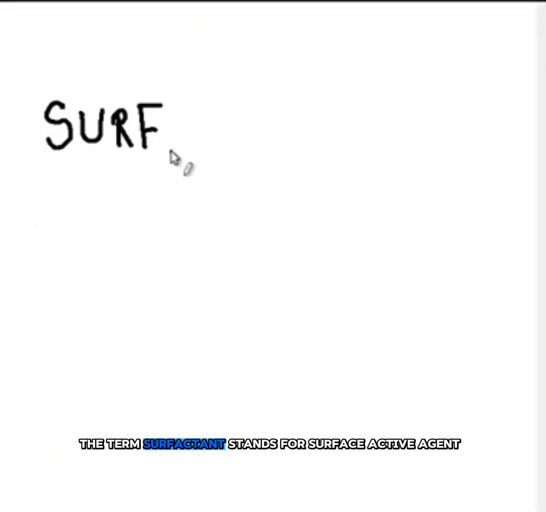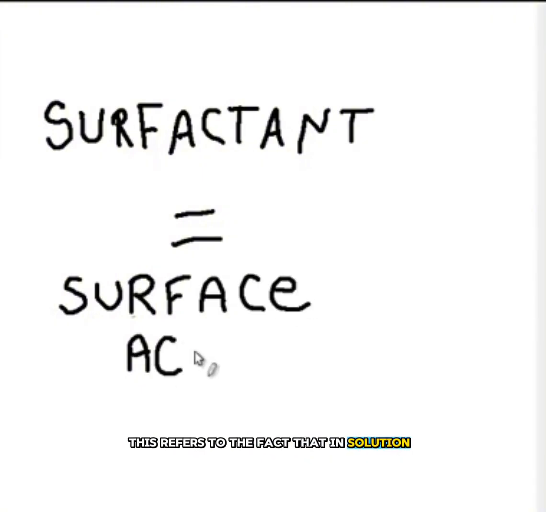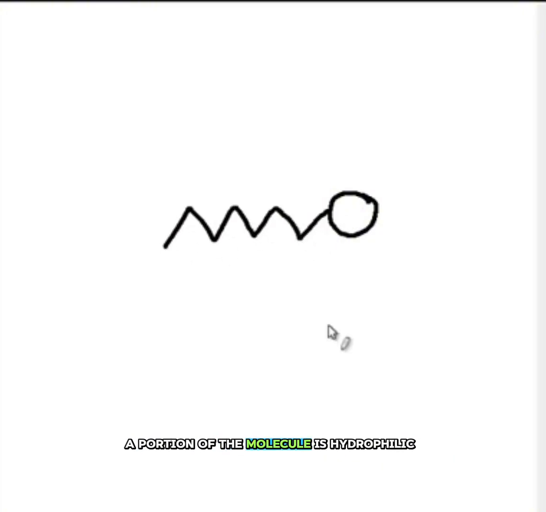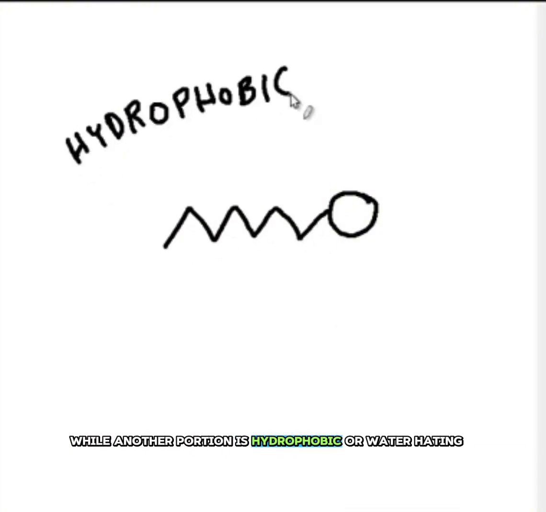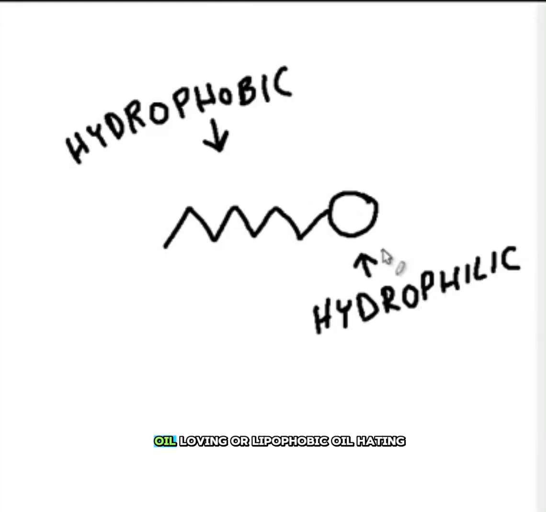The term surfactant stands for surface active agent. This refers to the fact that in solution, surfactant molecules migrate to the surface and align themselves in a manner which reduces surface tension. The reason surfactants behave in this manner is because of the way their molecule is structured. A portion of the molecule is hydrophilic, or water-loving, while another portion is hydrophobic, or water-hating. You might also hear them referred to as lipophilic, oil-loving, or lipophobic, oil-hating.